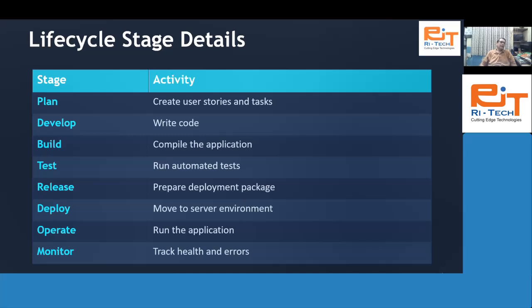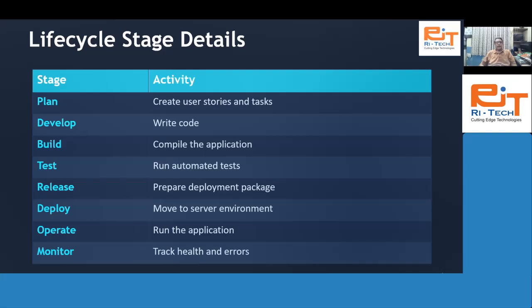The life cycle stage details: plan. What do we do in the plan stage? We create user stories and the tasks that we want to implement. Once your user stories and tasks are ready, they will be assigned to a developer. The developer will write the code for that particular task as per the user stories.